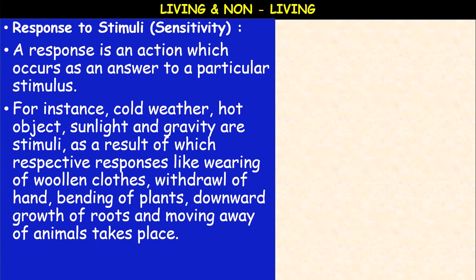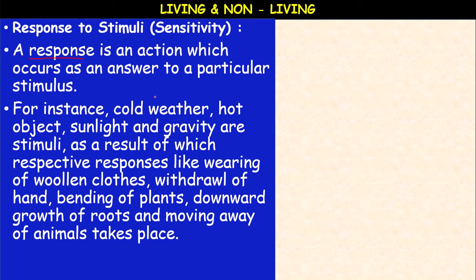Further, a response is an action. What is a response? A response is an action that occurs as an answer to a particular stimulus. Okay, for every question there is an answer. In the same manner, for every stimulus there is a response. It is similar to answering a question. The response is according to the stimulus. For instance, cold weather, hot object, sunlight, gravity, which we have studied previously.